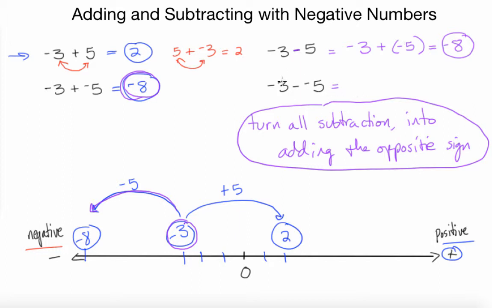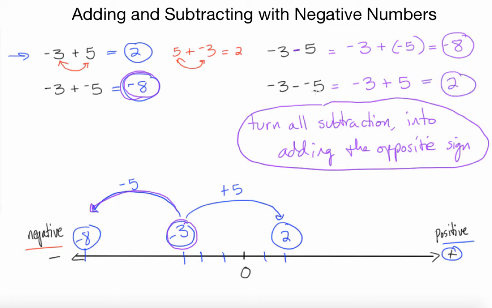Let's take a look at this next example. Negative 3 minus negative 5. So now I've got two negative numbers, and I'm subtracting them. Watch what happens. I'm going to turn my subtraction into adding the opposite sign. So that's negative 3, and instead of subtraction, I'm going to make it plus the opposite of negative 5, which becomes positive 5. Negative 3 plus 5 is much easier to think about and comprehend rather than negative 3 minus negative 5 and trying to figure out what is going on in there. So again, negative 3 plus 5, I end up right at 2.